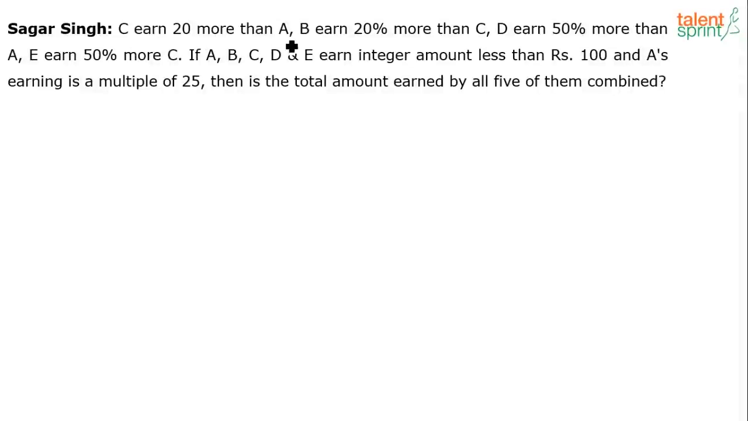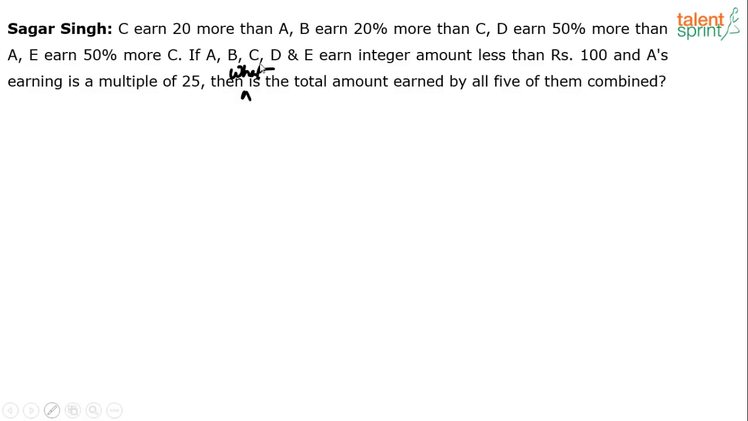C earns 20 more than A, B earns 20% more than C, D earns 50% more than A, E earns 50% more than C. If A, B, C, D and E earn integer amount less than rupees 100 and A's earning is a multiple of 25, then what is the total amount earned by all 5 of them combined, right?